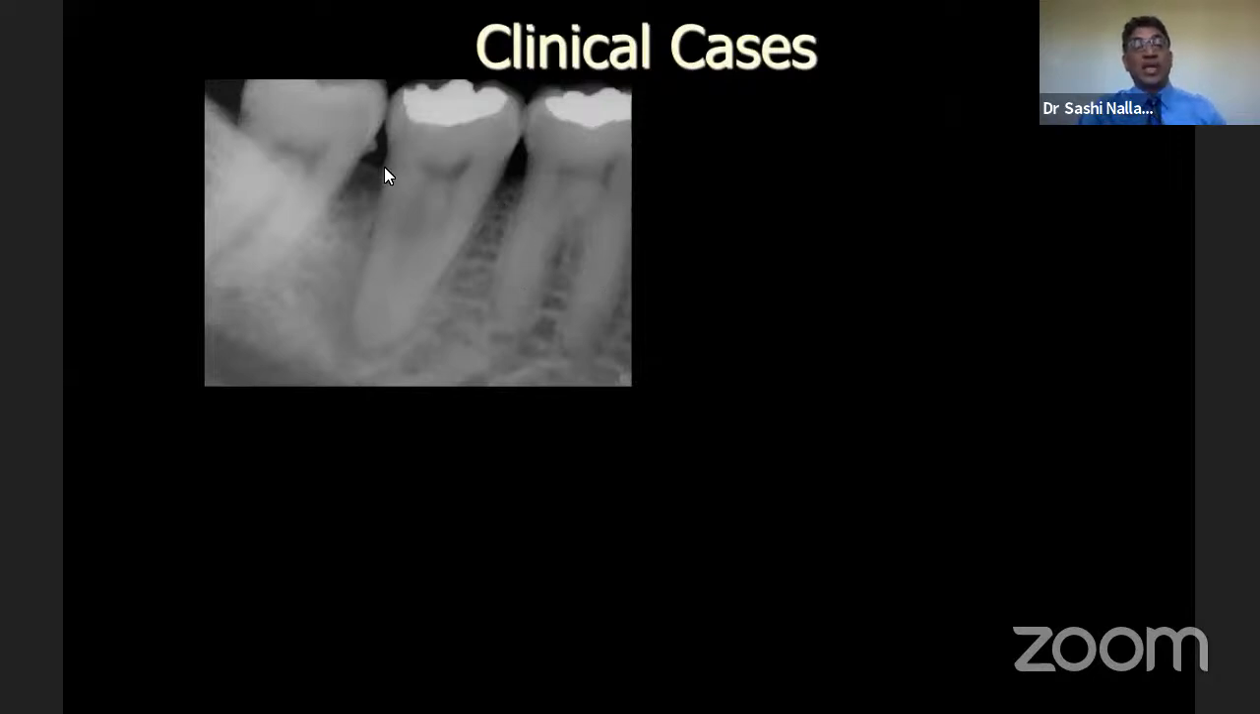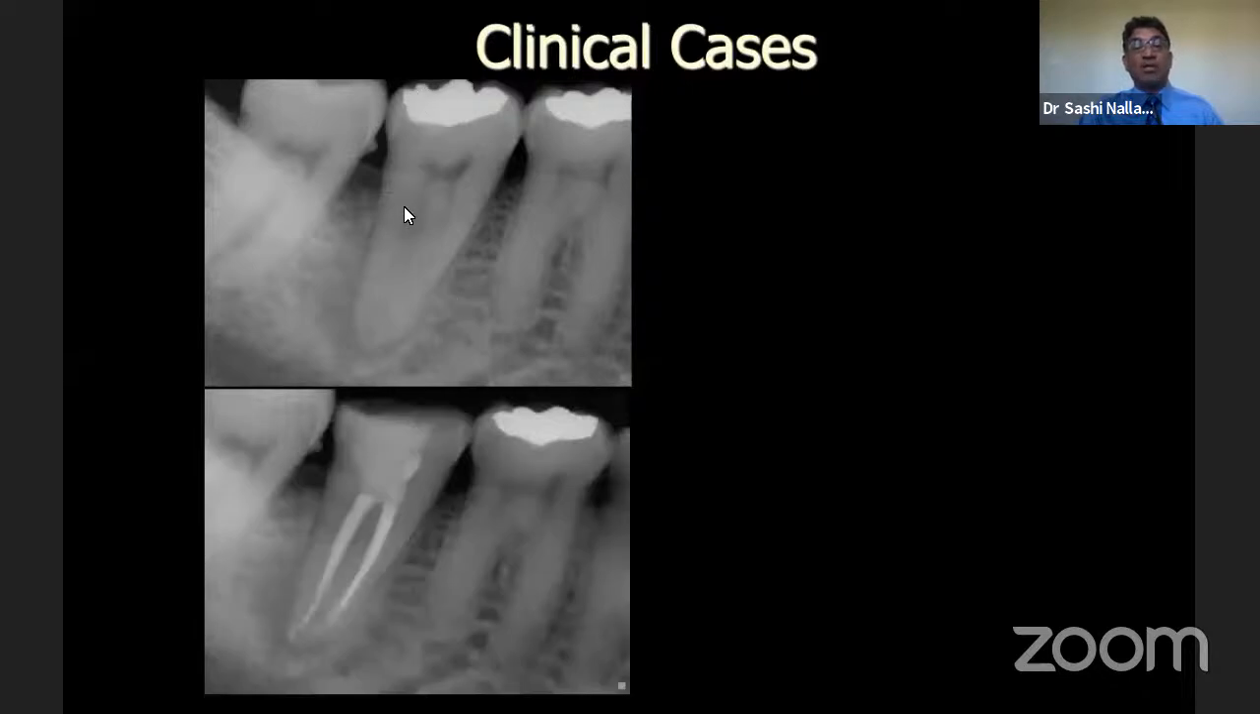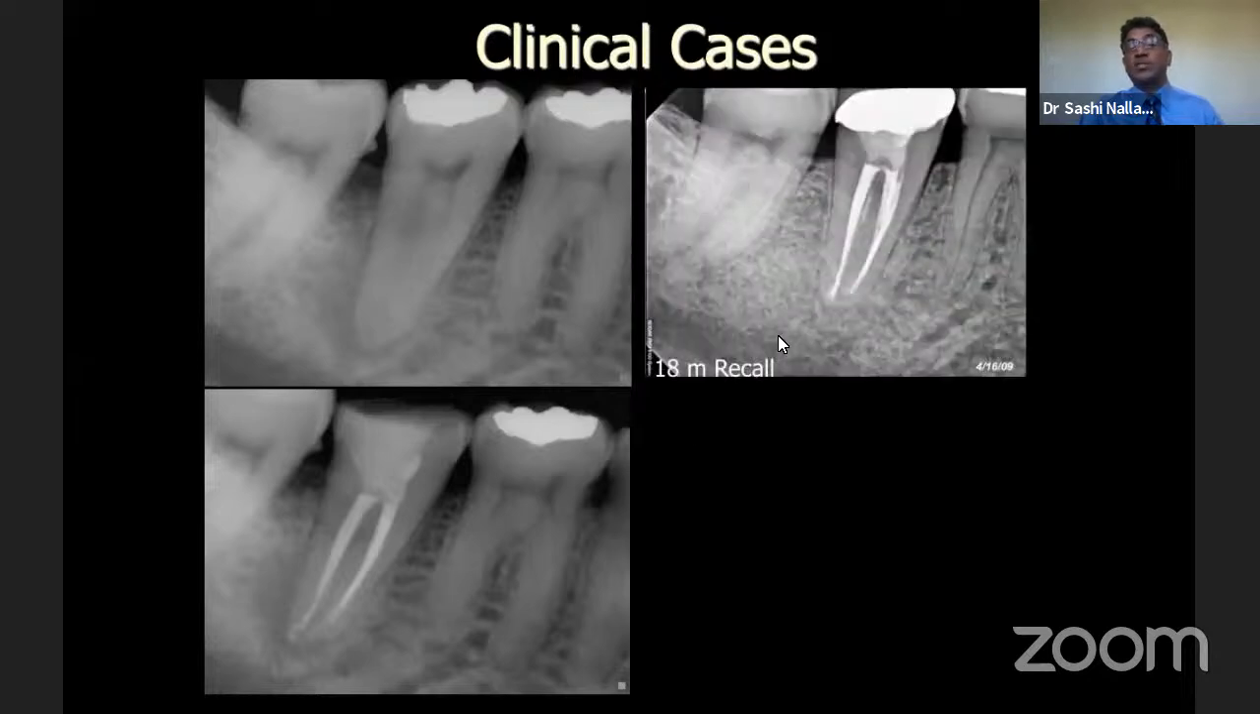Another tooth like this, again, as you can see the pattern: shallow restorations, sometimes periapical radiolucencies or sometimes symptoms, and you take the restoration out, you see a crack typically heading into the chamber. Here is the root canal treatment done for this particular tooth, and this is at 18 months. As you can see, the entire lesion has healed beautifully.